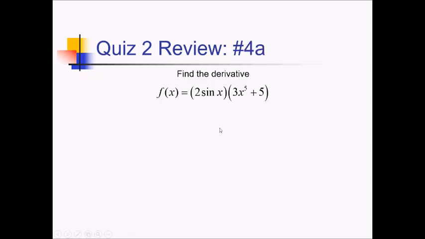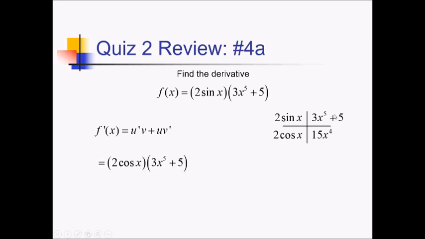To take this derivative, we're going to need the product rule, u prime v plus uv prime. So here's our box and ribbon to organize things. We've got 2 sine of x and 3x to the 5th plus 5. And their derivatives, which are going to be 2 cosine of x, and this will be 15x to the 4th. Using our ribbon now, we've got 2 cosine of x times 3x to the 5th plus 5, plus 2 sine of x times 15x to the 4th.